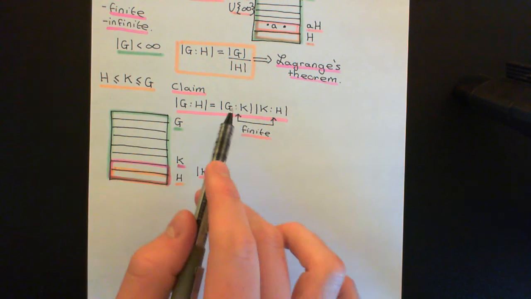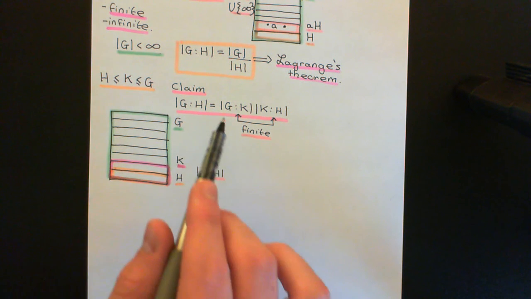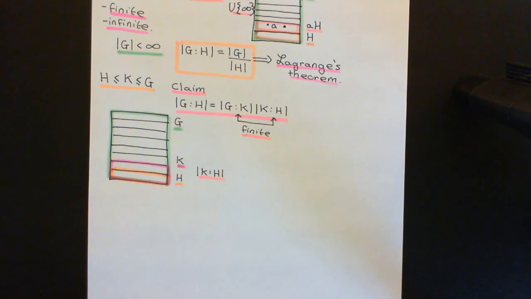Okay, so now let's get an intuitive feel for this result here. We've understood what we mean by the index of H in K. That's just how many left cosets you partition K up into when you partition it using this subgroup H. Now let's understand the index of K in G. That's just the number of left cosets that the subgroup K partitions the group capital G into.